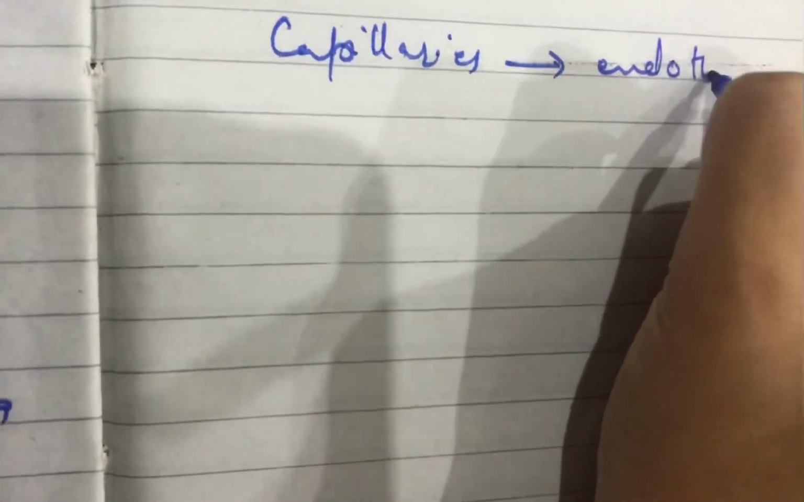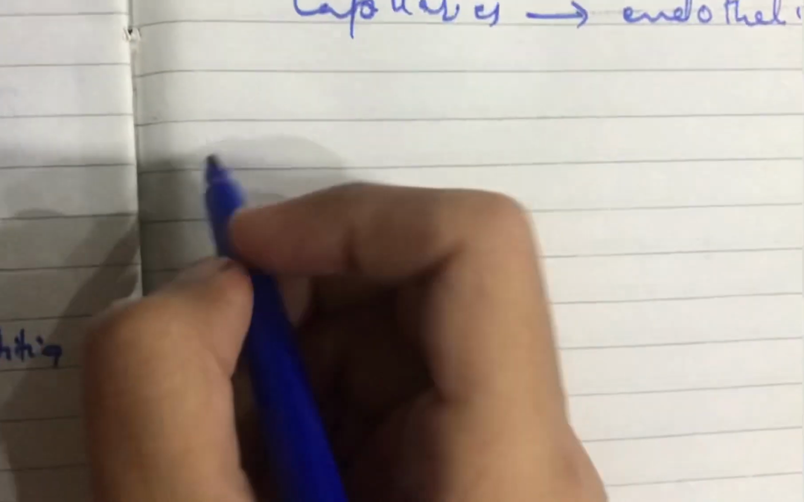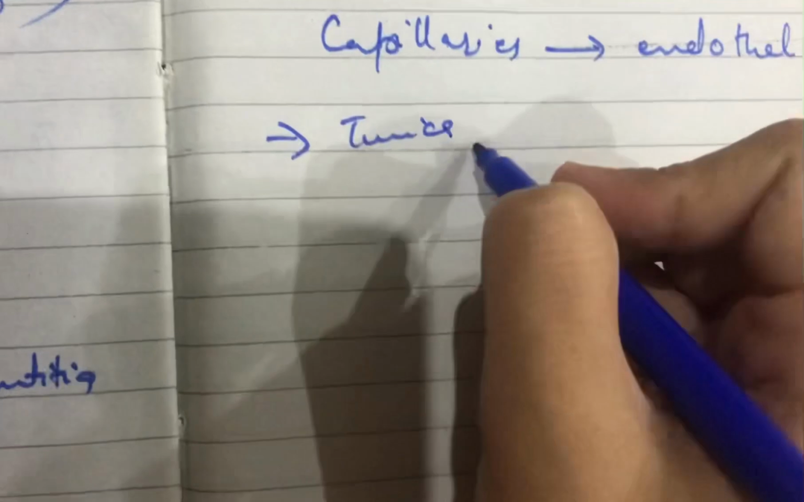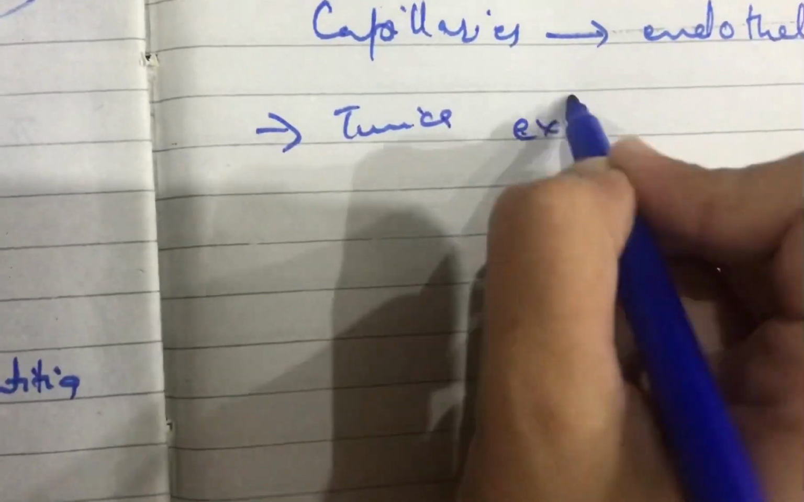Now we are having capillaries. It is only made up of endothelium, unlike tunica externa.